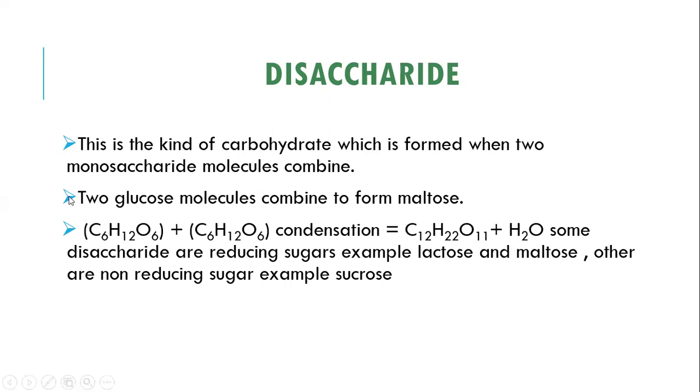As you can see here, these two glucose molecules with their formulas C6H12O6 plus C6H12O6, in the process of condensation, will result in C12H22O11 plus H2O, where H2O is just a water molecule. Now, some disaccharides are reducing sugars, for example lactose and maltose, while others are non-reducing sugars, for example sucrose. So this is briefly about the disaccharide.